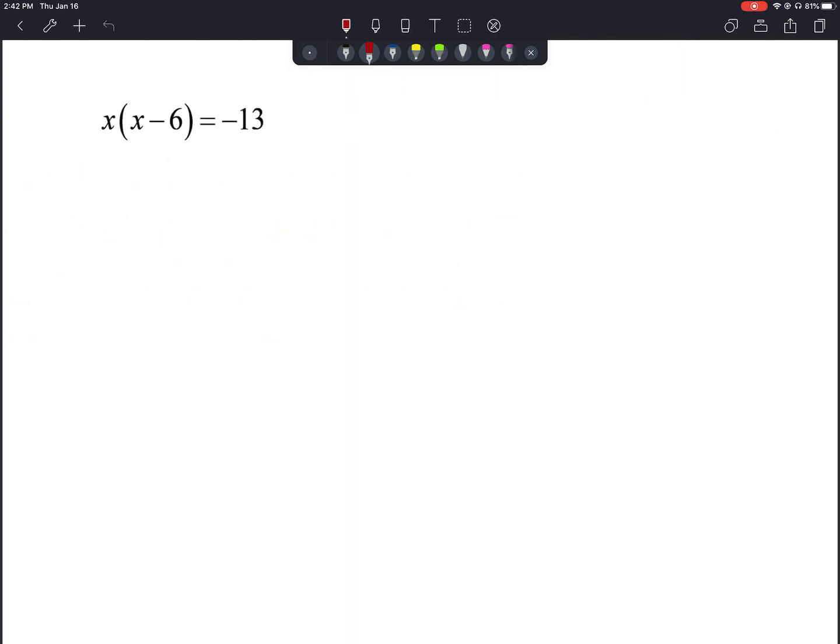The last one says x times the quantity of x minus 6 equals negative 13. Okay, normally we want our left side factored, but that's when it's equal to 0. So let's go ahead and simplify the left side by distributing our x through. So we have x squared minus 6x equals negative 13. And let's go ahead and set it equal to 0 by adding 13 to each side.